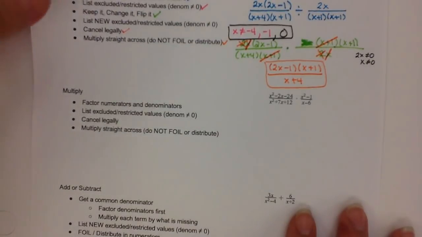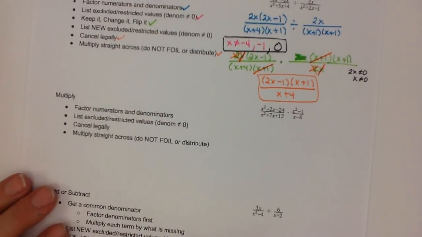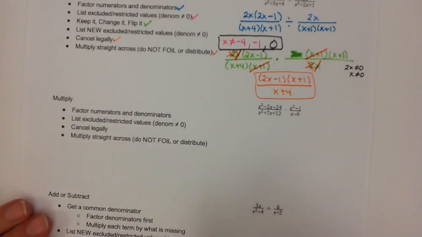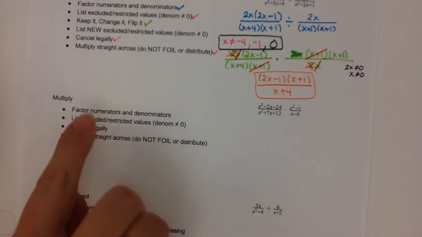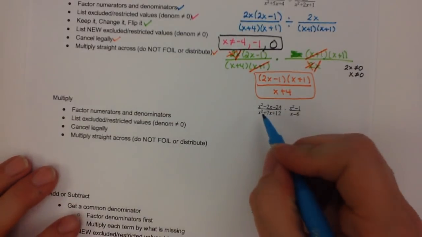Next, we are multiplying. Well, when we did division, we really already did multiplication because we changed our division to a multiplication. So this is kind of going to be a rerun of what we just did with division. So we start out the same way, guess what? By factoring the numerators and denominators.